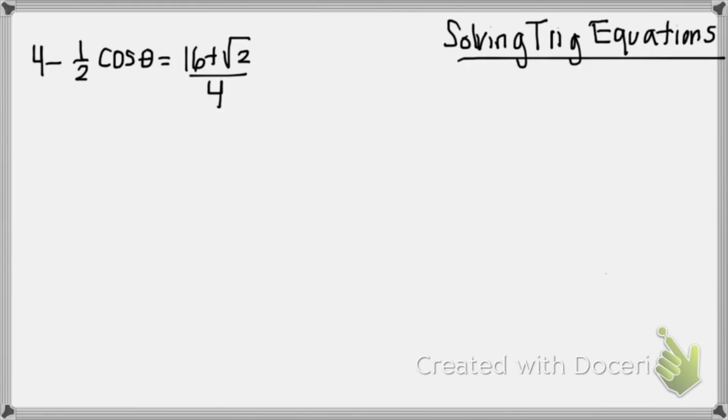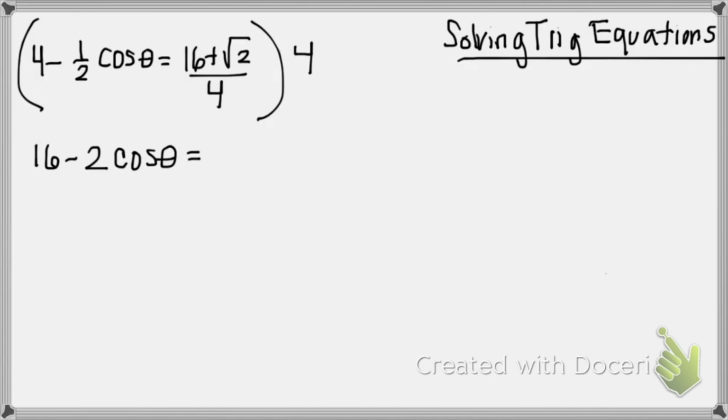So with this problem here, whenever I see a denominator, I'm actually going to multiply through by that denominator so that I don't have to deal with it. So with this, I'm going to multiply through by 4. That's going to be 16 minus 2 cosine theta equals 16 plus rad 2. And then I can see here that I have a 16 on the left and a 16 on the right. Cosine theta is equal to negative rad 2 over 2.